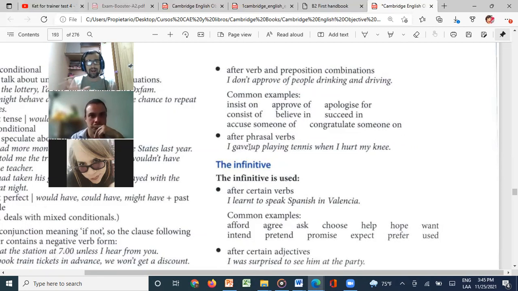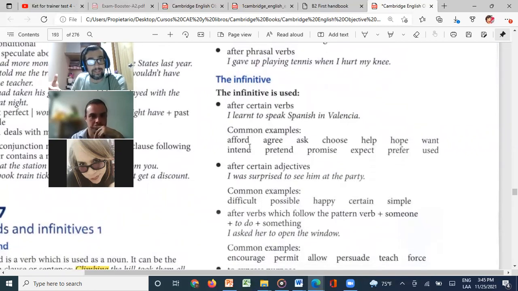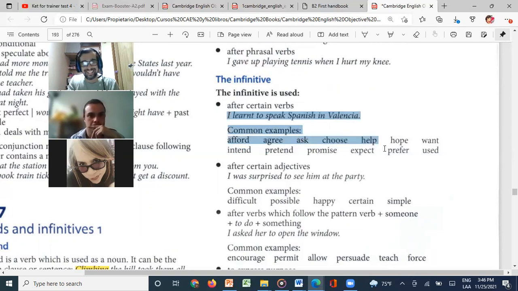Okay, so that will be regarding gerunds. Now, very, very quick, when do we use infinitives? Remember, infinitive is to plus the verb, right? In this case, after certain verbs also. So we need to memorize these verbs, right?